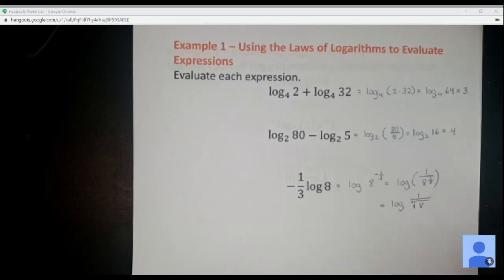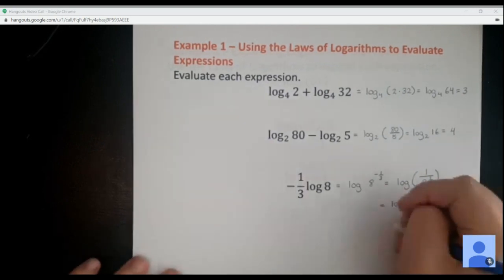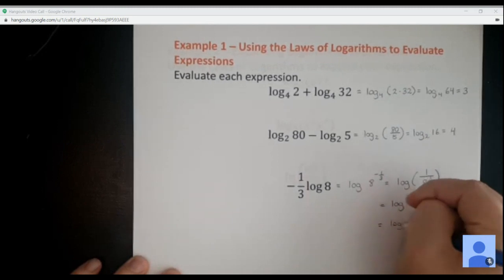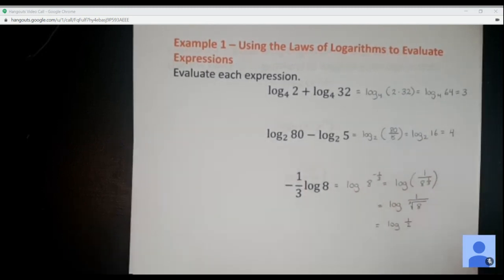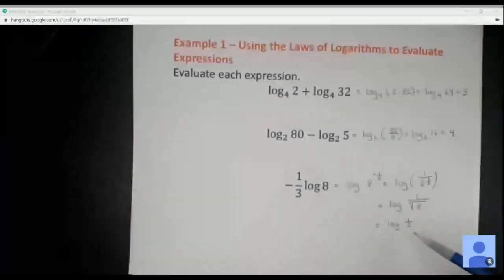Well, what is the cube root of 8? 2, right? So this becomes log of 1/2. Now, what's the base of this log? 10. Good. This is a common log, and we said the common log has an understood base of 10. So the question is, can we figure out 10 to what power will give us 1/2? I'm not going to waste our time. We can't do that by hand. There's no nice value that's going to work there.